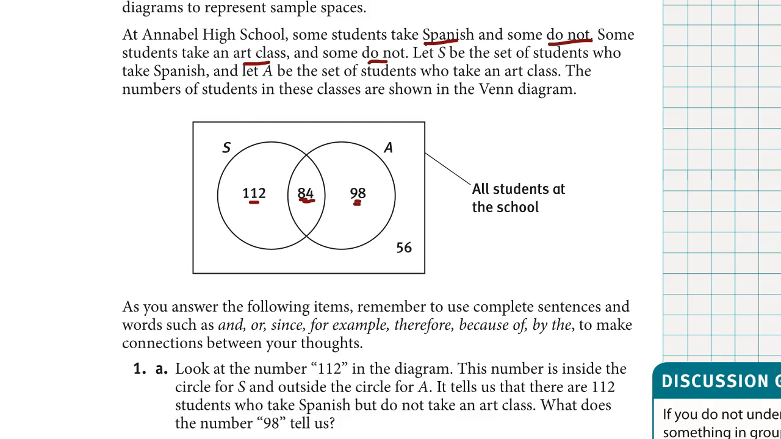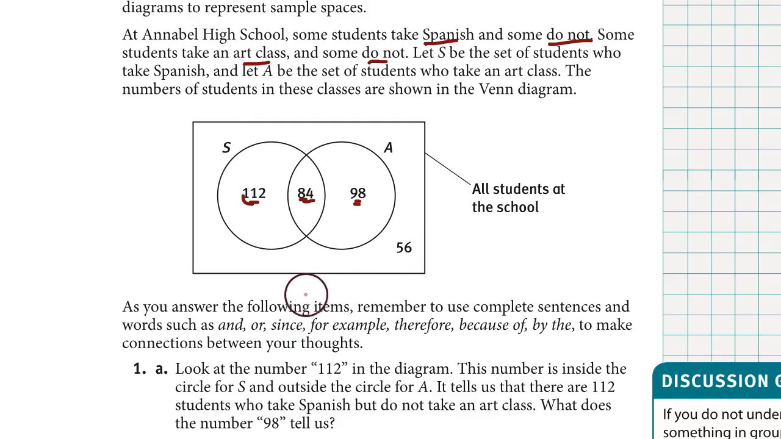How many students take Spanish but not art? 112. How many students take art but not Spanish? 98. How many students take both classes? 84. How many students have neither class? 56. Because we can count things, we could also find probabilities.